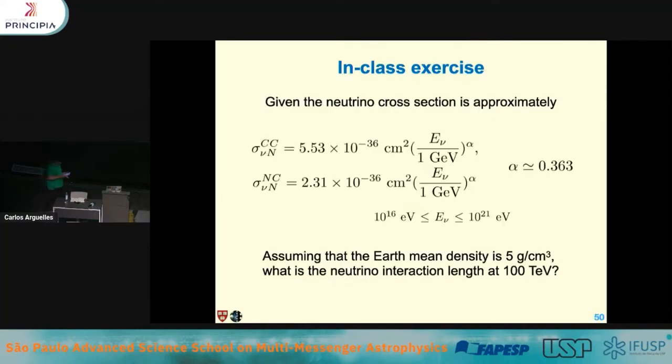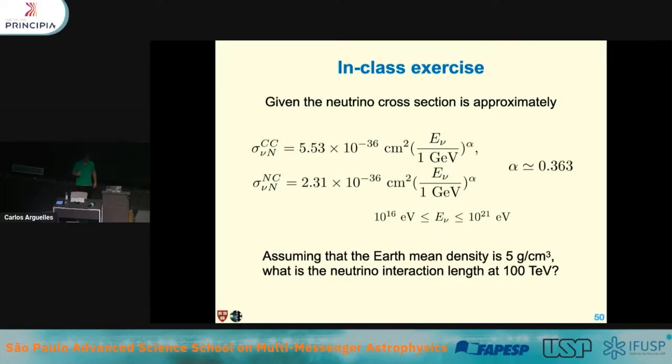Okay, what I want you to do is something I hope you can do with the person sitting next to you. Everybody has a person next to them, right? And a piece of paper. Suppose that these are the neutrino cross sections. Take the top one to simplify this. Suppose that the Earth is made entirely of material of 5 grams per centimeter cubed. It's a blob, okay? My question is, what is the interaction length of a 100 TeV neutrino?